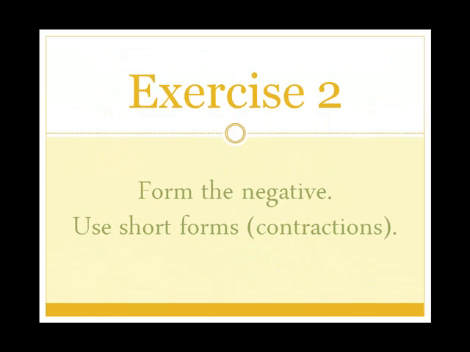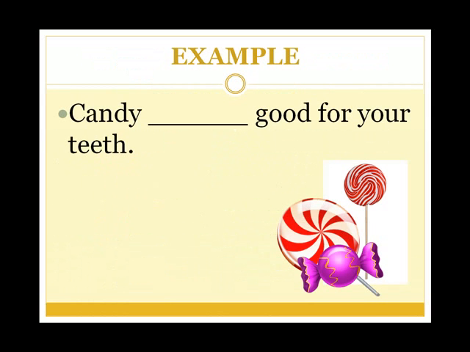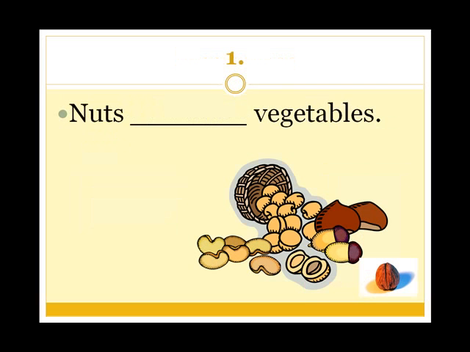Exercise 2. Form the negative of be. Use short forms or contractions. Example, candy is the subject. It's a group of food, one group. We need the form is. Make it negative, is not. And the contraction, isn't. Candy isn't good for your teeth. 1. Answer, nuts aren't vegetables.